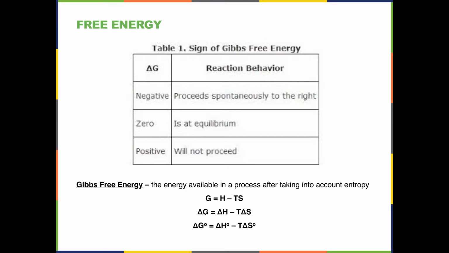And the sign of the free energy will tell you whether or not a reaction is spontaneous. What you can see is that if the free energy is zero, then the reaction in its current state is at equilibrium and will not change. If, on the other hand, the free energy is negative, then the reaction will proceed spontaneously to the right, forming more products. And if it's positive, it will not proceed.